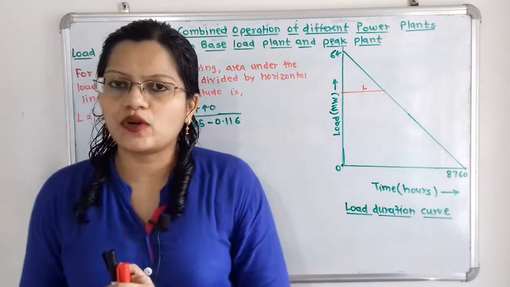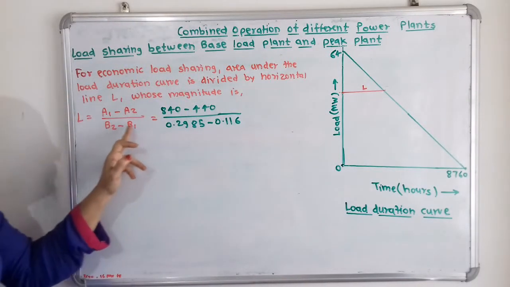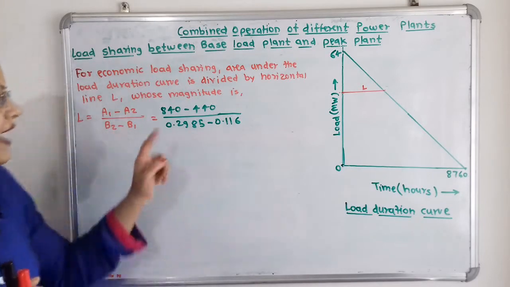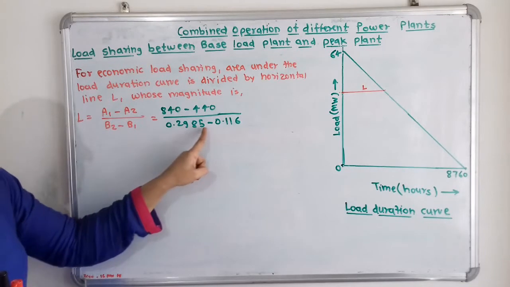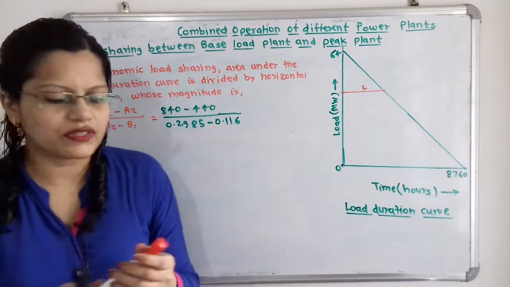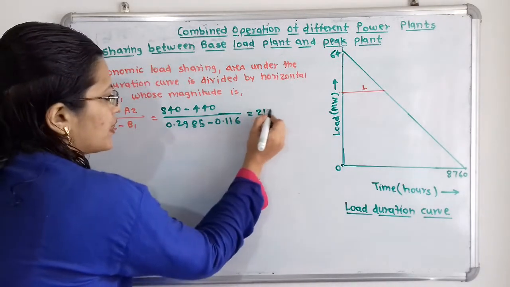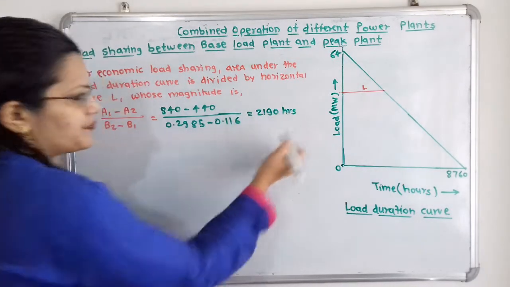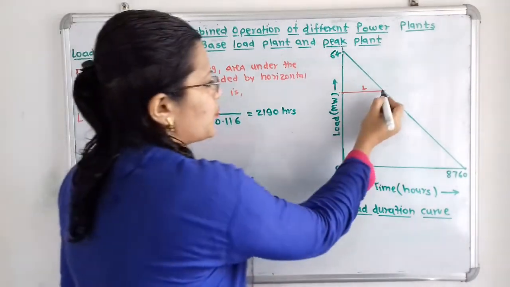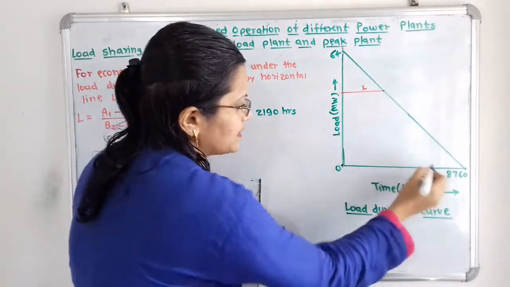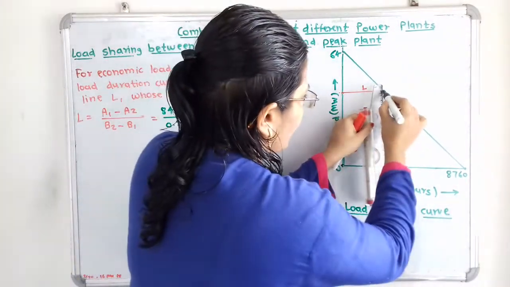Now we have a formula to calculate this, that is A1 minus A2 divided by B2 minus B1. So we will put the value 840 minus 440 divided by 0.2985 minus 0.116. So when we calculate this, we will get 2190 hours. Now if I extend this line to its point of intersection on this baseline, then this magnitude is 2190 hours. So I will show this.